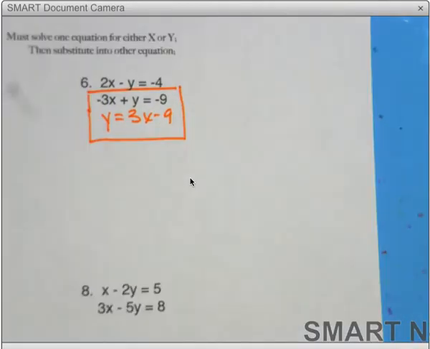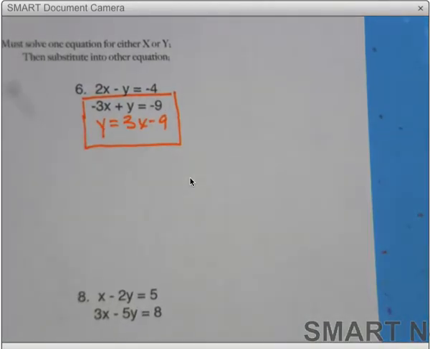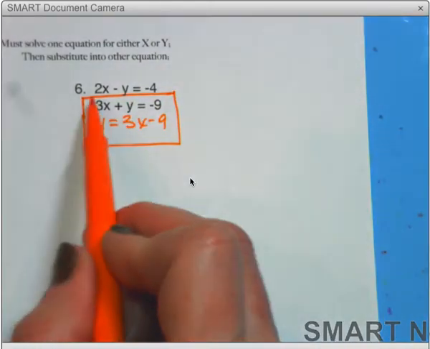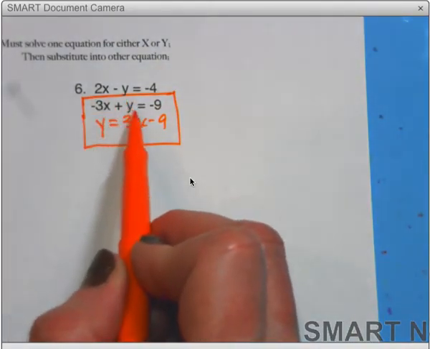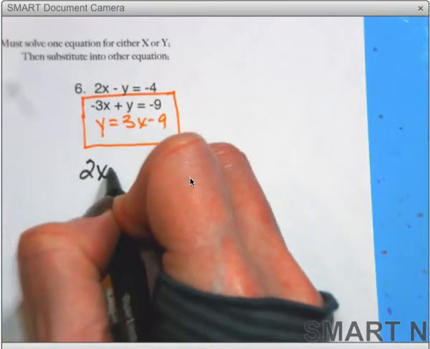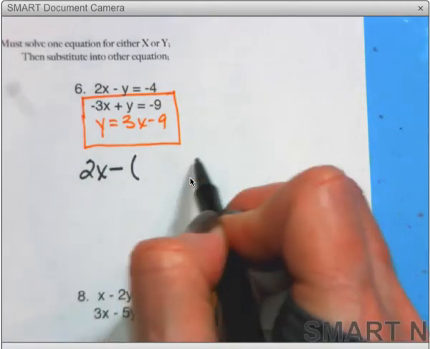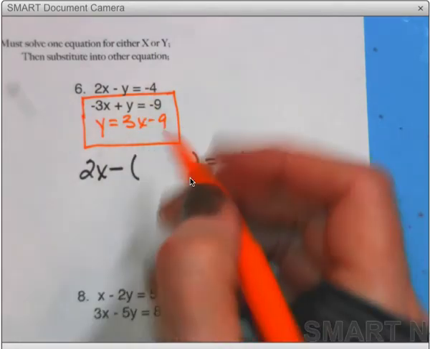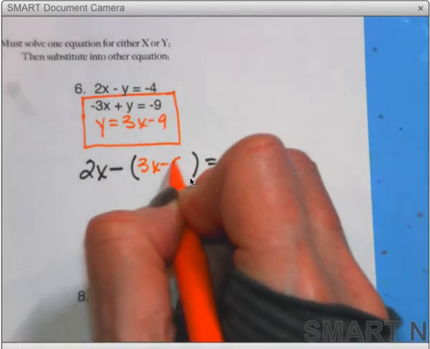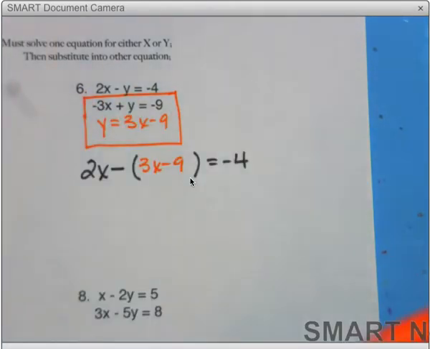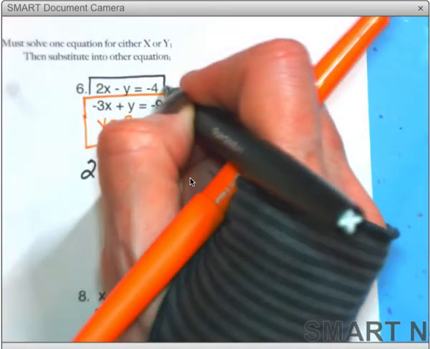So it's really important that you stay organized and neat when you're solving these systems like this. Here I've taken the second equation, I'm isolating y. I'm now going to go into my first equation, and I've got 2x minus, and I'm going to slip that expression in, equaling -4. So I'm going to slip in 3x minus 9, and I put the parentheses there because this could be a place where you could make a careless mistake.